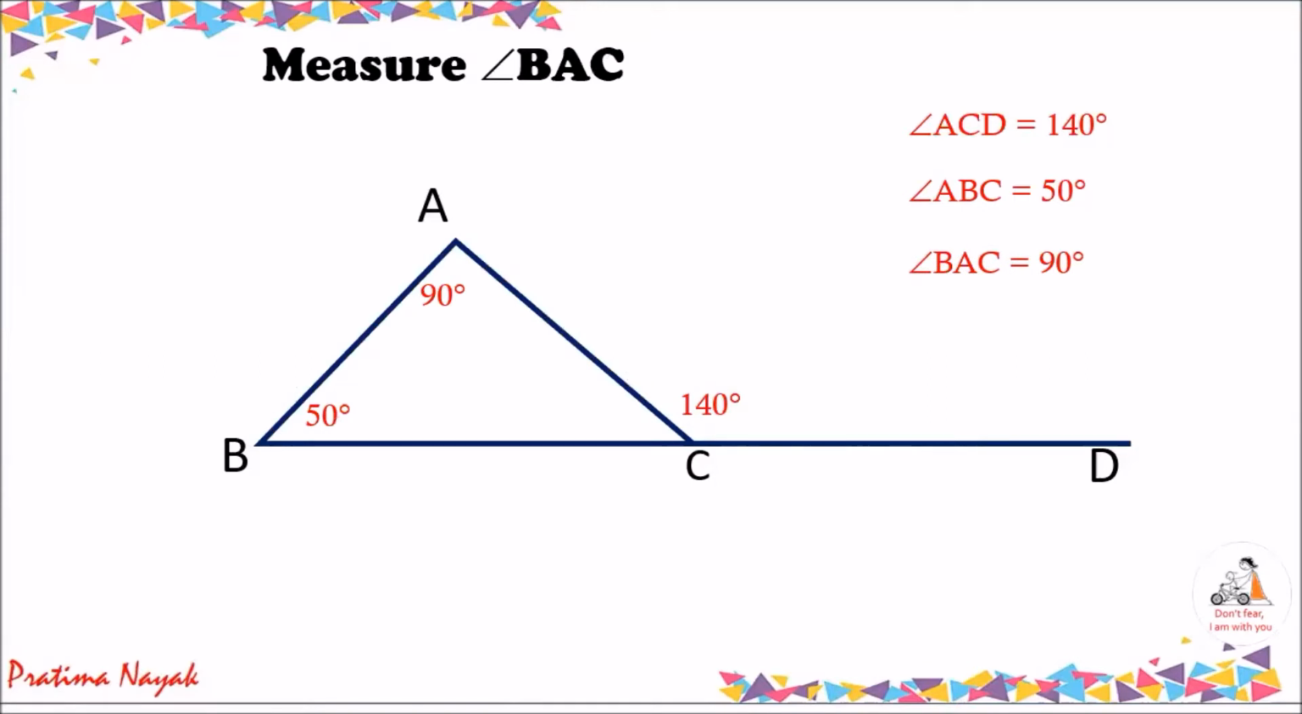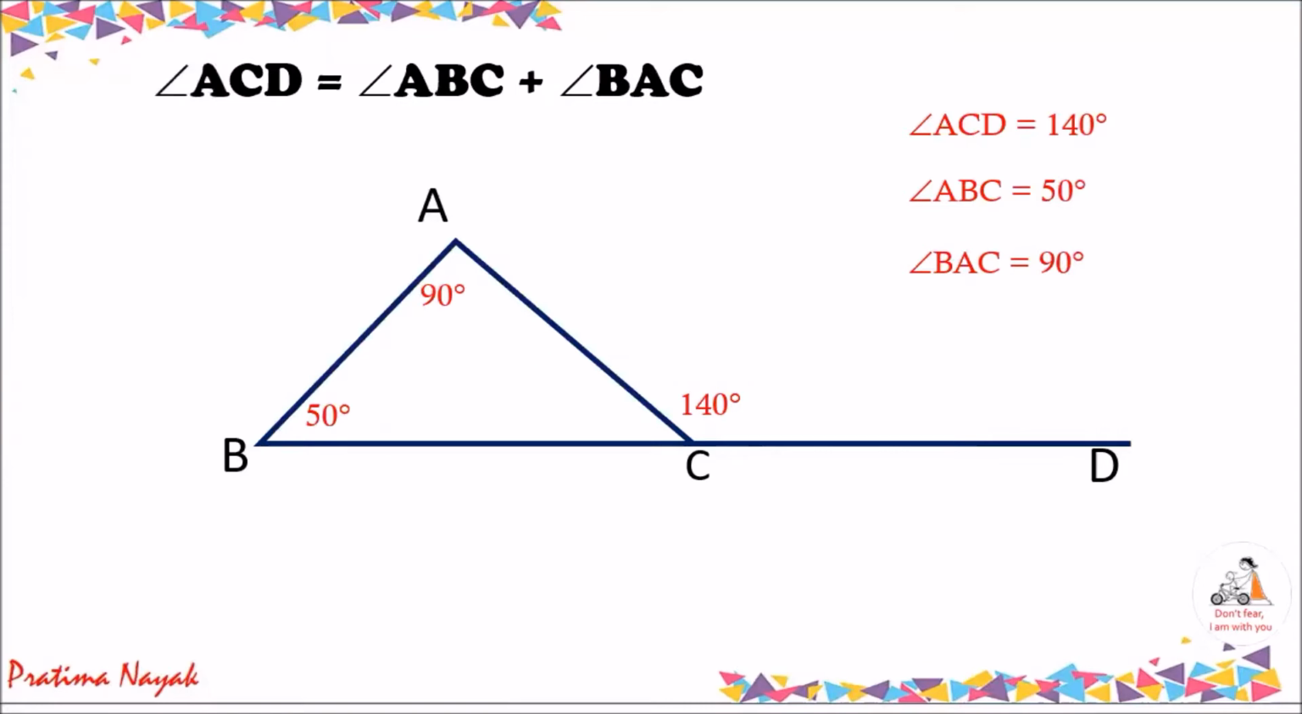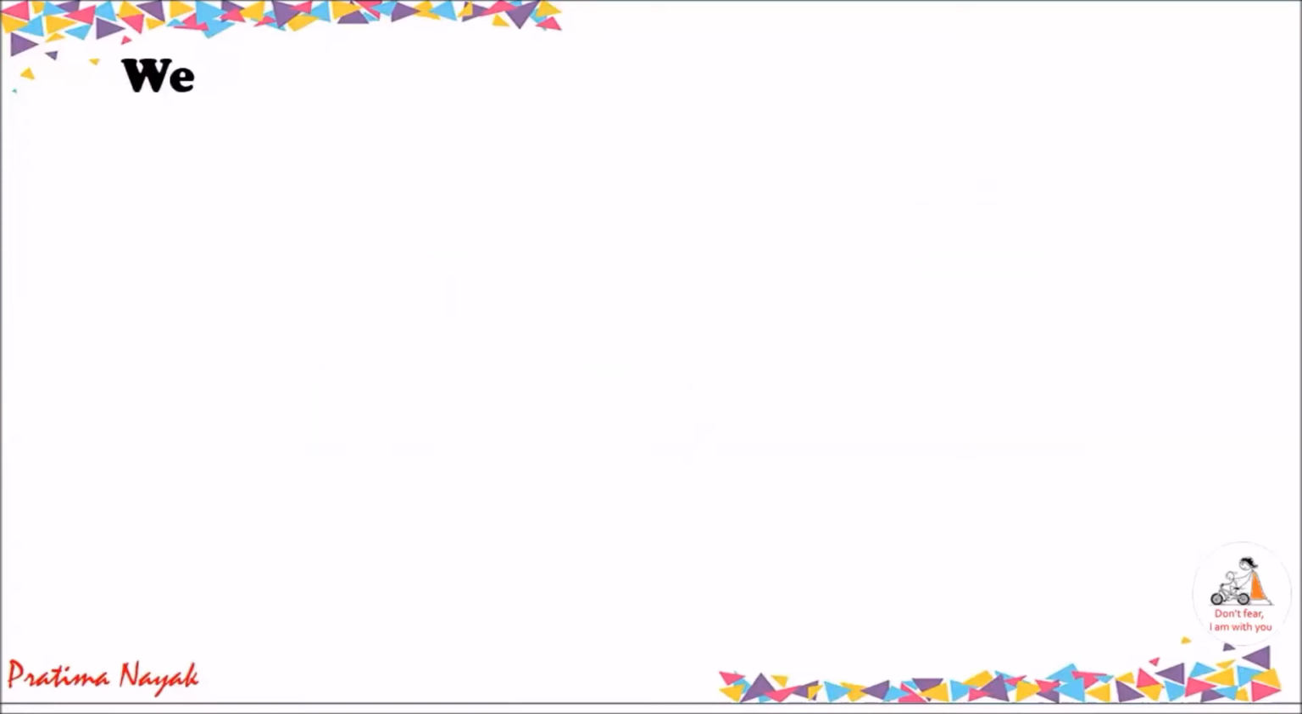So now we'll verify whether the sum of these two interior opposite angles is equal to the exterior angle or not. Yes, 90 plus 50 is 140 degrees. You can draw a triangle yourself. You can produce any side, take the interior opposite angles, measure with a protractor and verify the concept. So ACD is equal to ABC plus BAC, we verified.